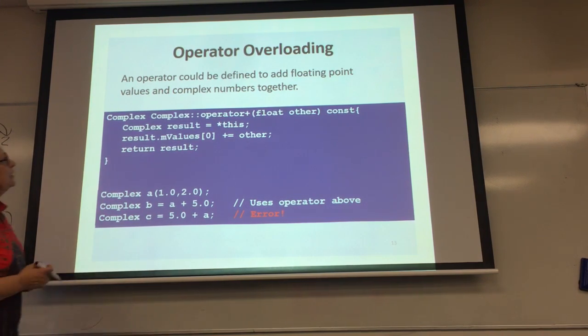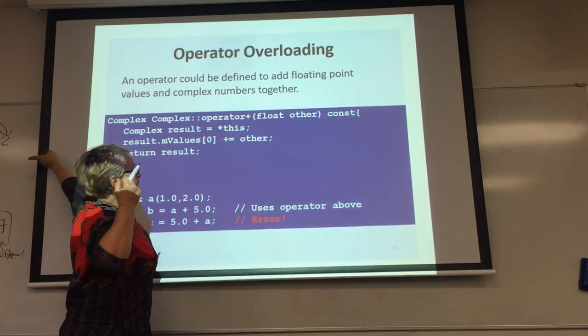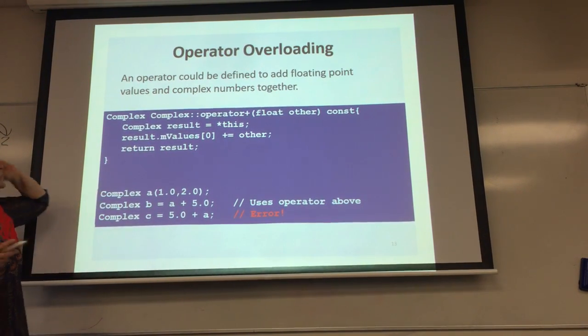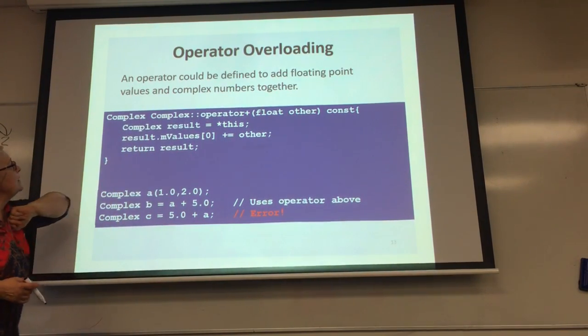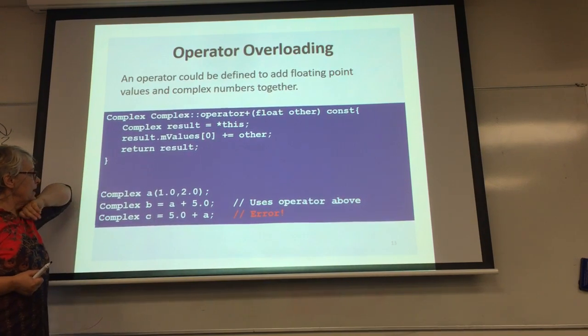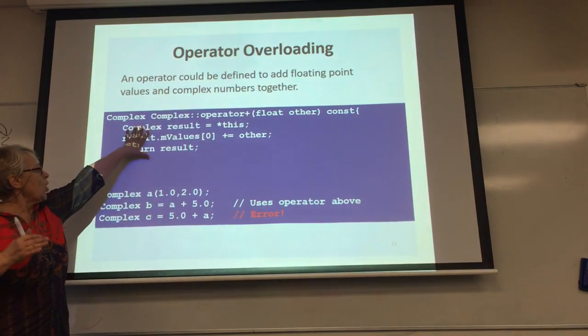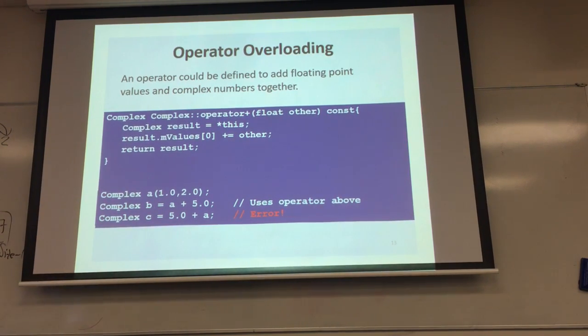One option would be to increment the real part with this value and return the result. That is the one we have constructed here. As you can see, it should be constant again and return by value. Now we have a number and we try to add this number with 5. It works because A is the current value. It's like invoking our operator like that: A operator plus with argument 5.